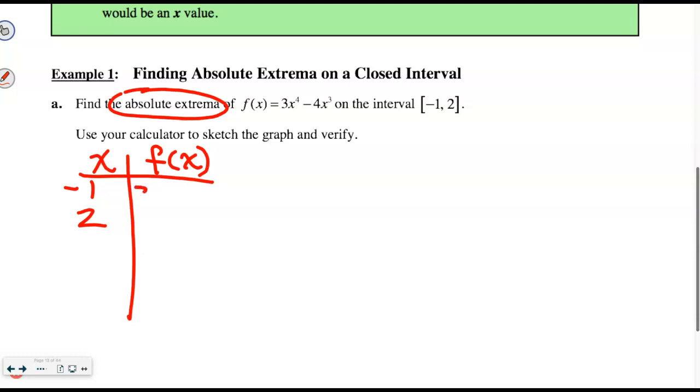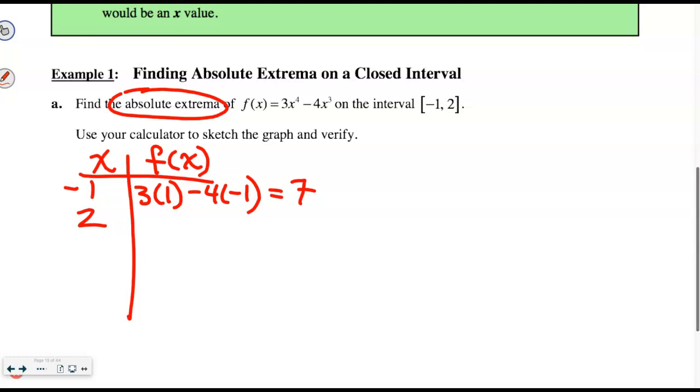So you would just do 3 times negative 1 to the 4th minus 4 times negative 1 to the 3rd, and that's going to spit out a 7. So on that interval, this function starts at 7. It may never get higher than that, and maybe that's our absolute max, or it may never get lower than that. It might be our min, it might be neither, but it is a candidate.